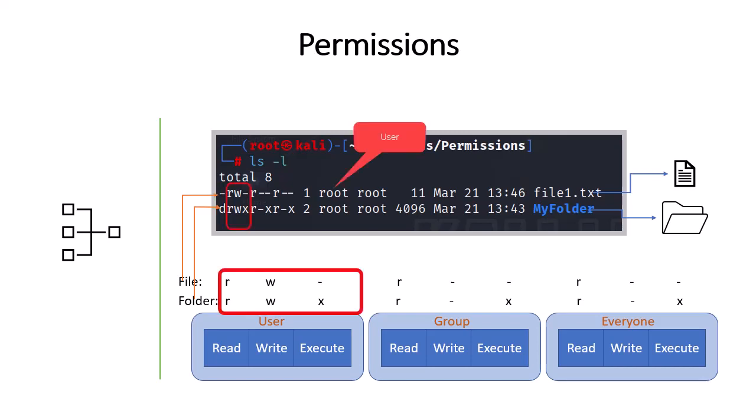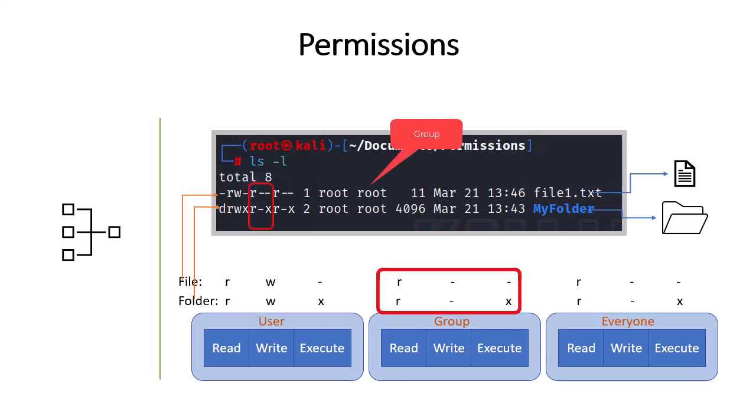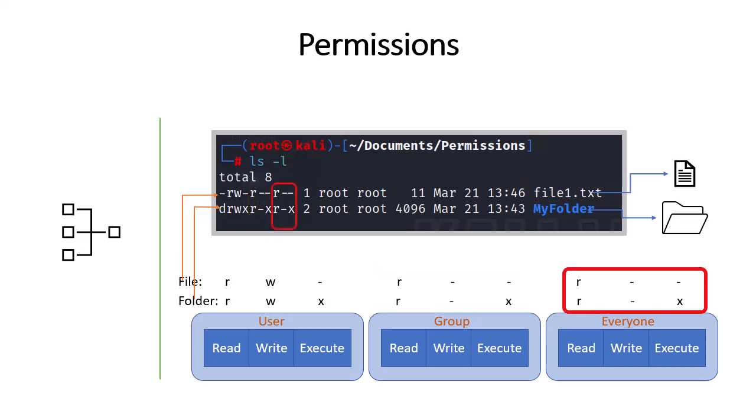The next three characters are the owner, which is root, permissions. For the file, it's read and write, and for the folder, it's read, write, and execute. The following three characters are the group, named root, permissions. And as you can see, it's different between the file and the folder. The last three characters are the permissions for others in the system.